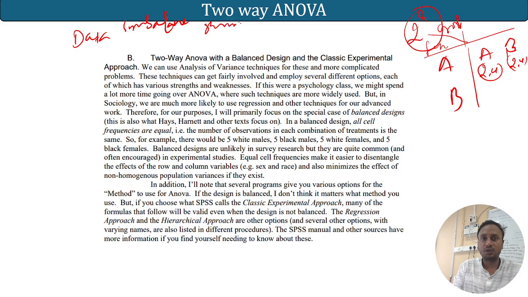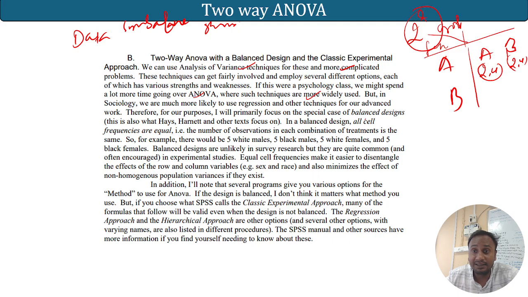Data imbalance should not be there. So in that, we can see the ANOVA is going to complicate the problem. Whenever we have two, three, four or more variables, we will go with that method only. So in the case of psychology classes, we might spend a lot more time on ANOVA. That is something that is going to be used more.